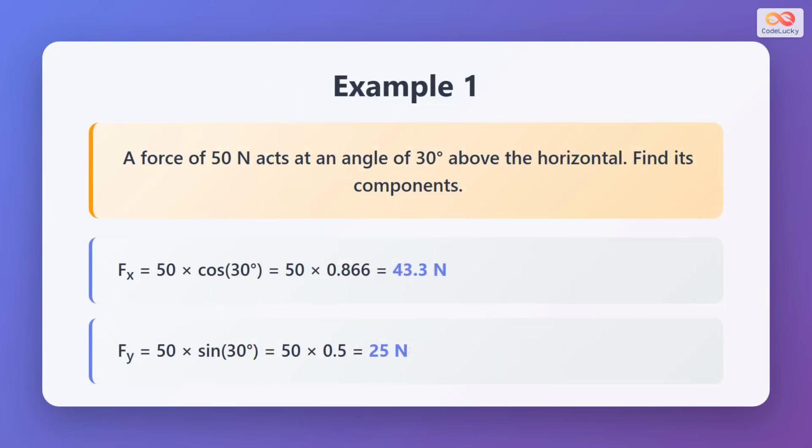Let's work through our first example. A force of 50 newtons acts at an angle of 30 degrees above the horizontal. We need to find its components. For the horizontal component, we calculate f sub x equals 50 times cosine of 30 degrees, which equals 50 times 0.866, giving us 43.3 newtons. For the vertical component, f sub y equals 50 times sine of 30 degrees, which equals 50 times 0.5, giving us 25 newtons. So this 50 Newton force can be thought of as a 43.3 Newton push horizontally combined with a 25 Newton push vertically.